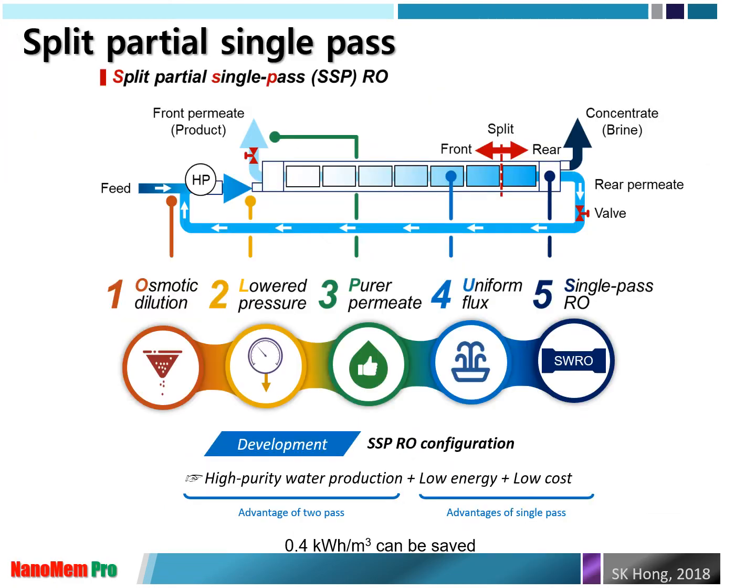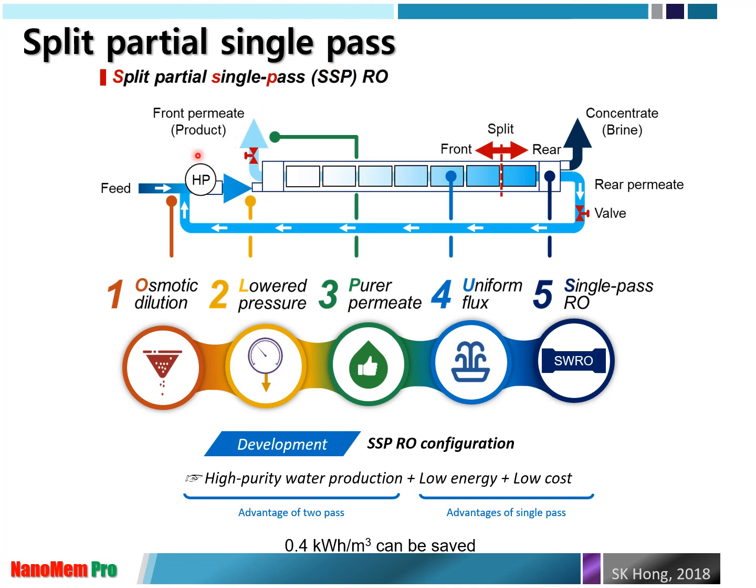So it can be combined together with reverse osmosis pretreatment. RO brine has a very high salinity. Also, the split partial single pass can be utilized. This is one of the new techniques we can use. This is single pass, so you don't want to use a second pass, but you have to achieve your overall energy consumption and water quality.